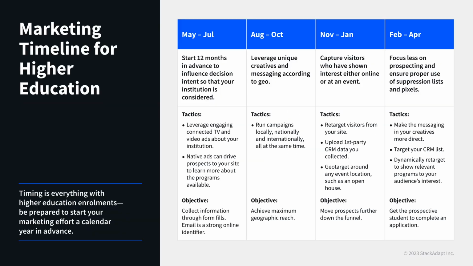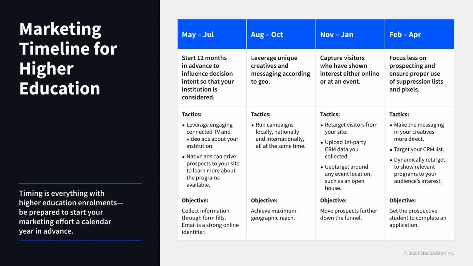And moving on from that, we have put together a marketing timeline for higher education. So we do know that it is more of a considered timeline, so having a year-long approach is key. During the key times, which will be May to July, this will be very much the awareness phase.